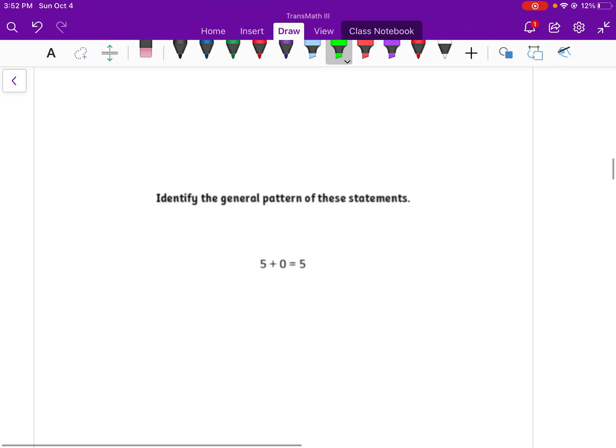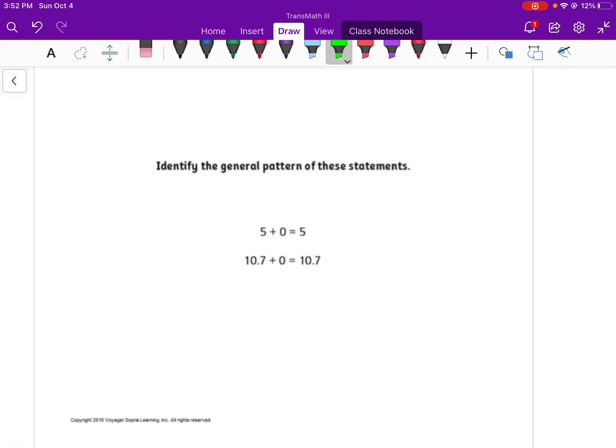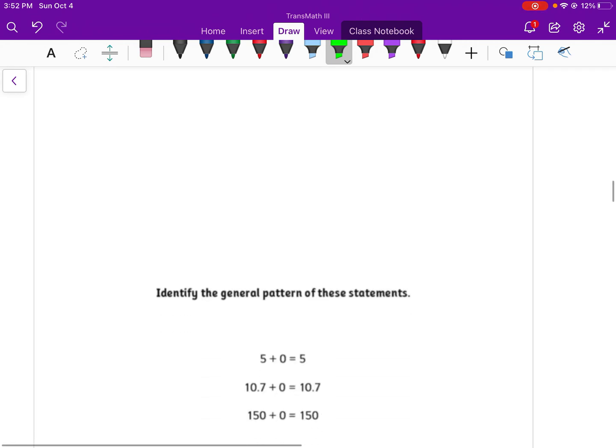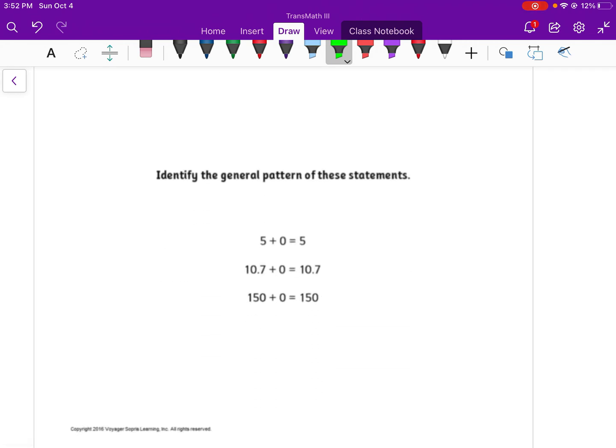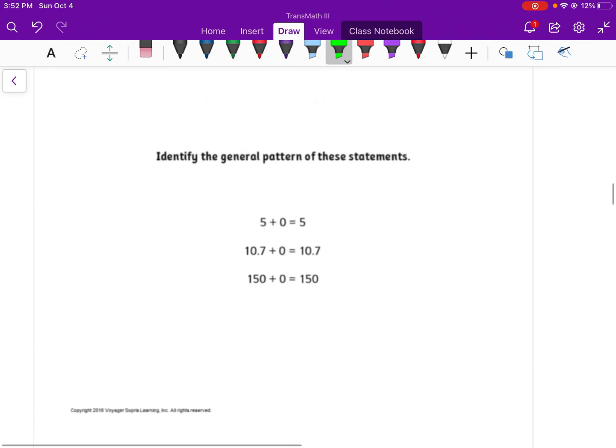Now, identifying general patterns. We've got 5 plus 0 equals 5. Another one, 10.7 plus 0 equals 10.7. 150 plus 0 equals 150. What we need to do here is see what is happening on each one. Every single time we're saying plus 0, but you also notice we have a value that is varying. We're going to use a variable to represent those values that are varying.